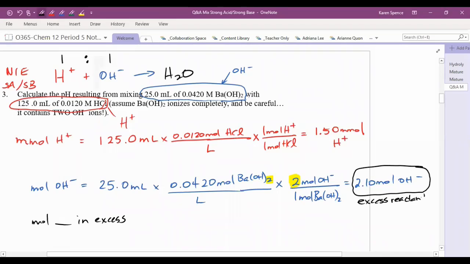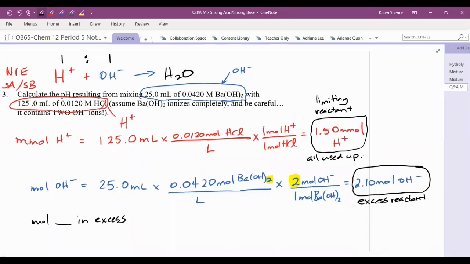reactant. And whichever one we have the smaller amount of, that's our H plus, that's going to be our limiting reactant. And our limiting reactant gets all used up. So by the time this reaction is done, we have no extra H plus left over whatsoever. So the moles of H plus is going to be 0.